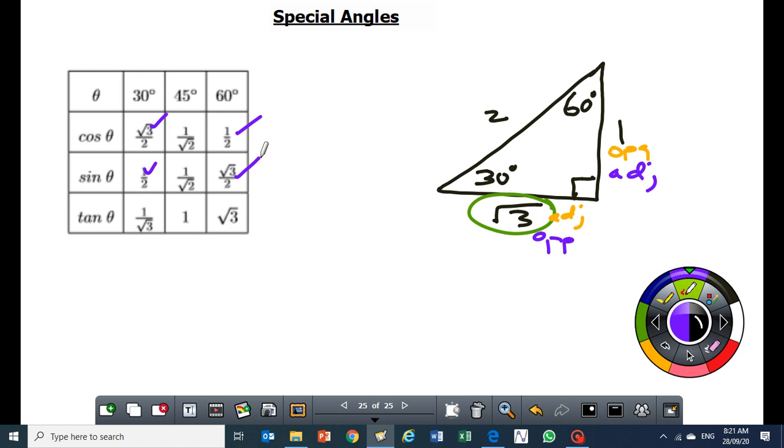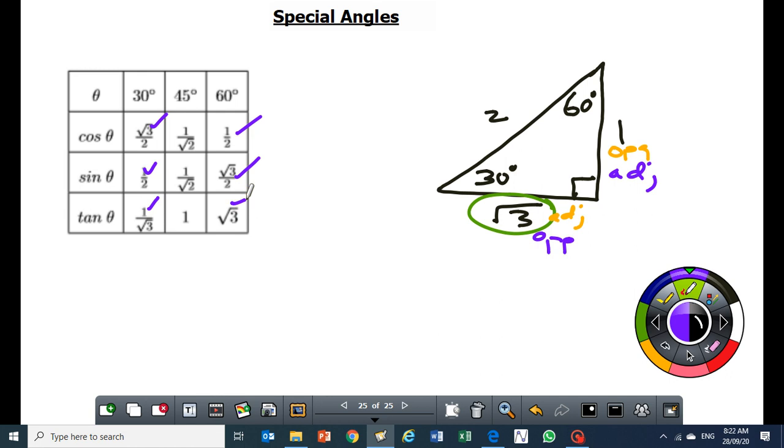Then to get tan 30, this is your opposite side, that's your adjacent, it will be 1 over square root of 3. And then tan 60, it will be opposite over adjacent, which will be square root of 3 over 1, which is square root of 3. Okay?